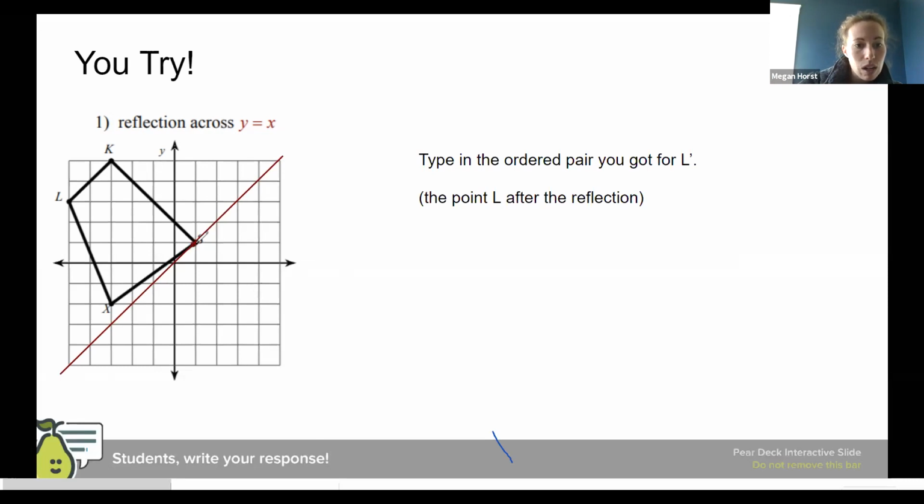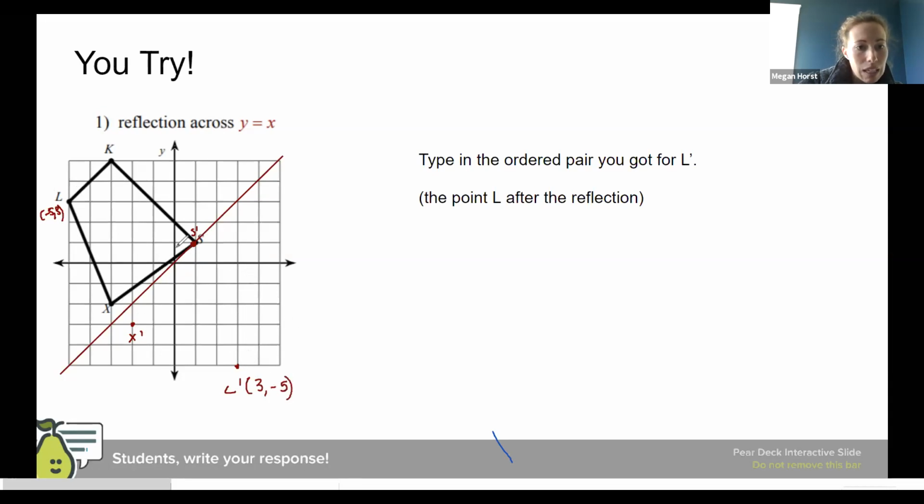Notice that S is right on the line, so that's going to stay. S and S prime are going to be the same. There's not going to be any difference there. Then we're going to have X. X prime will be right down here. L is a little bit far away, so I'm going to instead use the fact that 1, 2, 3, 4, 5. So this is at -5, 3. I'm reflecting over the line y equals x, so I need to go to 3, -5. So this is L prime. So that should be your ordered pair that you're putting in, 3, -5.